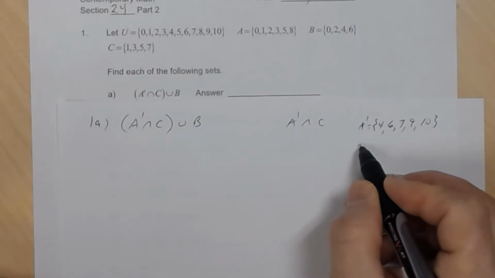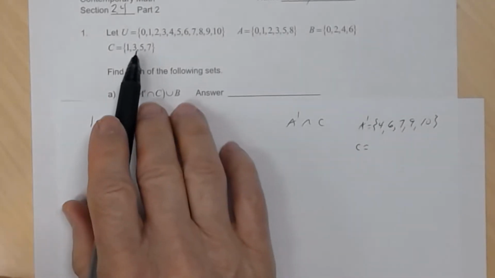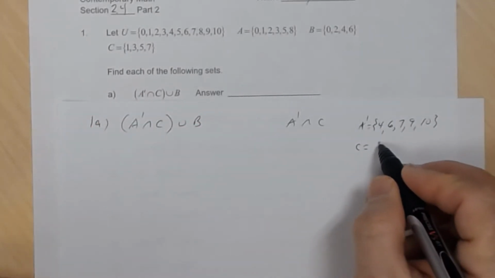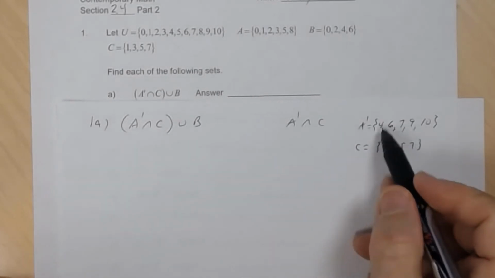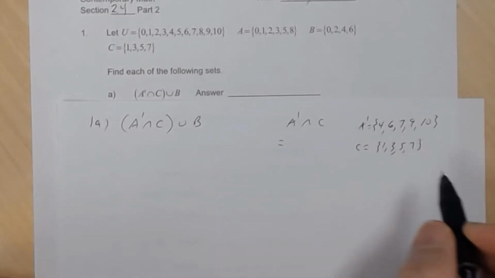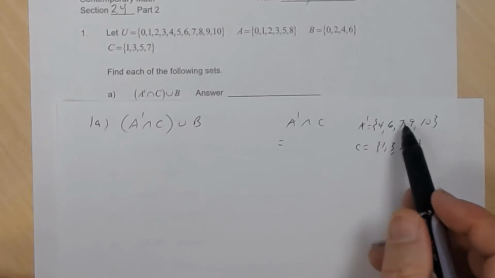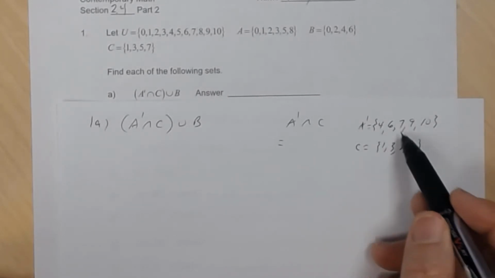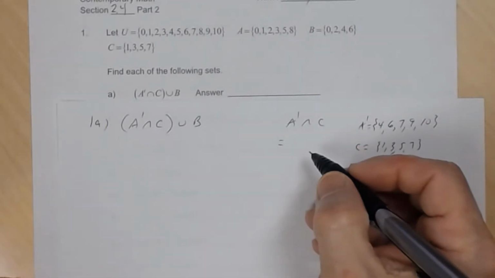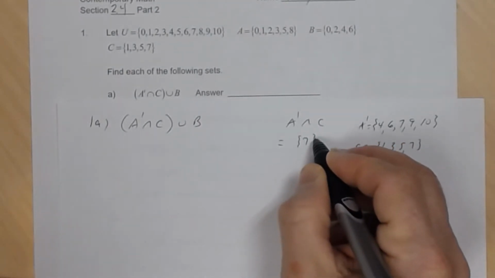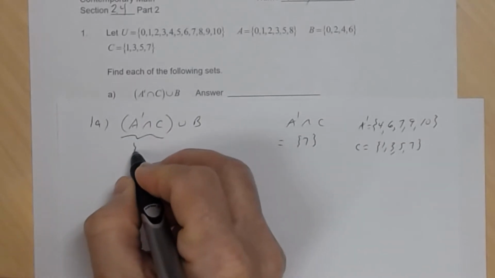All right, C is this. So C is the set 1, 3, 5, and 7. And so the intersection, what's the intersection of those two sets? Well, the intersection would be, let's see, looks like it's only 7, doesn't it? Okay, so 7. All right, so that's going to go here.